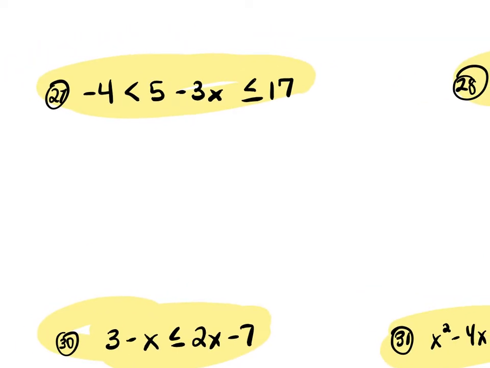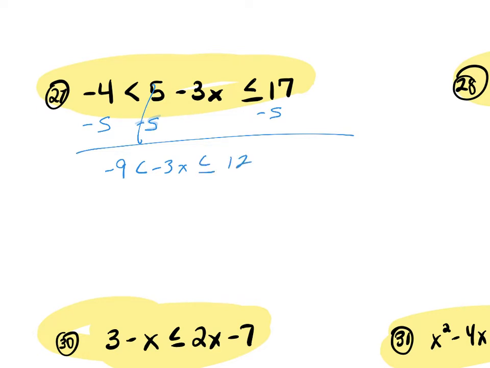If you have x in the middle and you have stuff on either side, you need to get x by itself. So we're going to subtract 5 from everything. So -4, -5 is -9, right? Less than -3x, less than or equal to 12. Everybody with me? Now we're going to divide everything by -3.